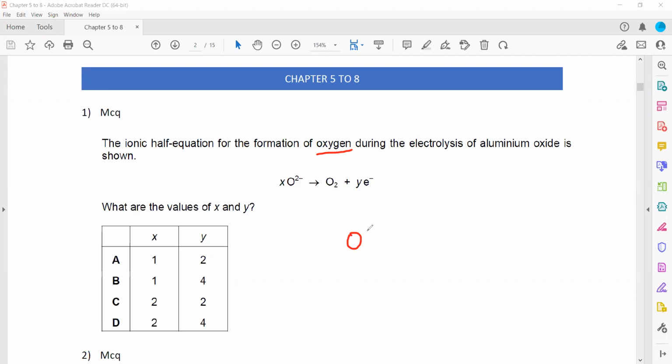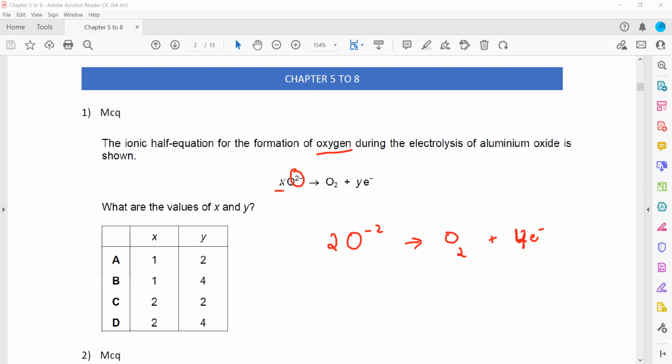Look, one oxide ion is -2, so it will lose 2 electrons and turn into an oxygen atom. So if we have 2 oxide ions, they will produce oxygen gas, and how many electrons will they lose? They will lose 4 electrons. So one oxygen loses 2 electrons, so 2 oxygen will lose 4 electrons.